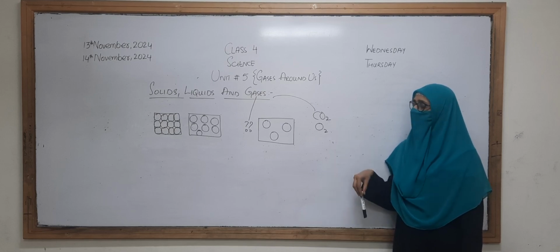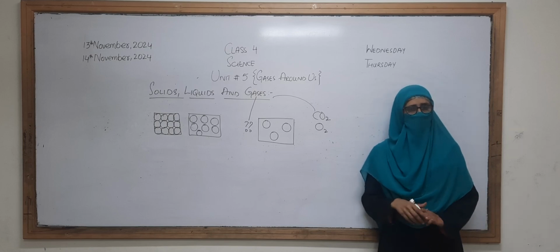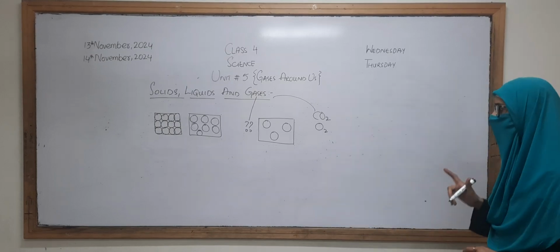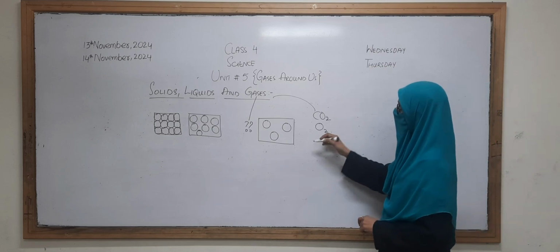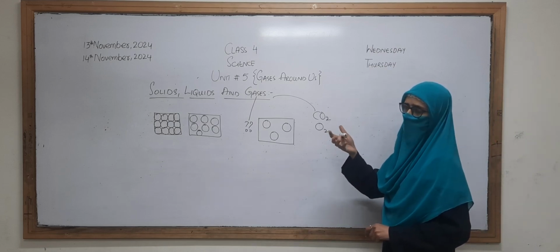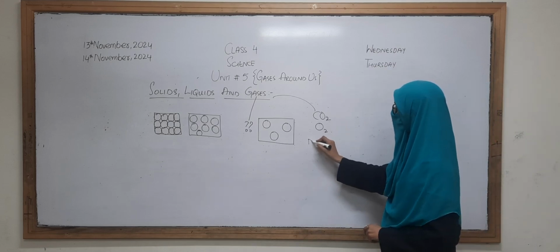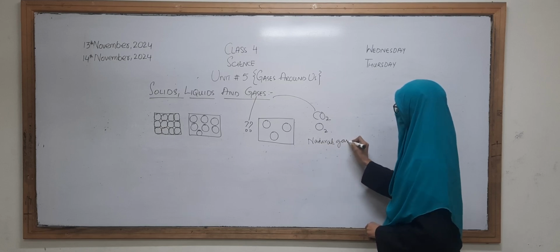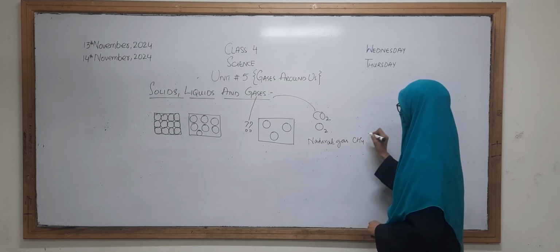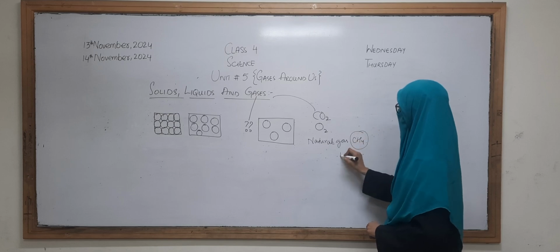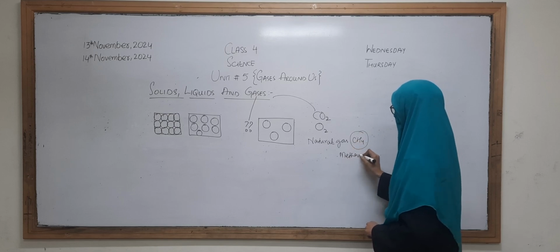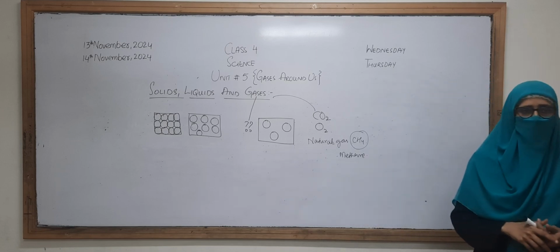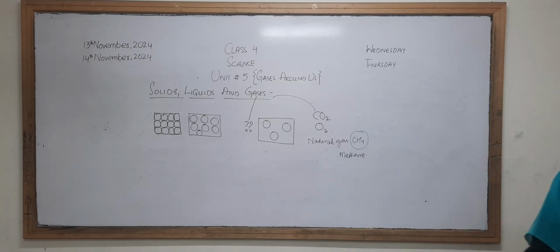Okay, now any other type of gas that you know. There is another gas that is present in our home that helps us to make the food. That is the natural gas, CH4, that is methane gas. Okay, methane, it is the gas that is used to help us make the food.